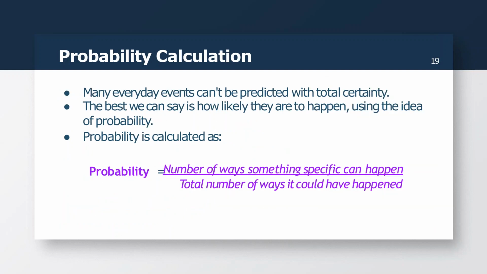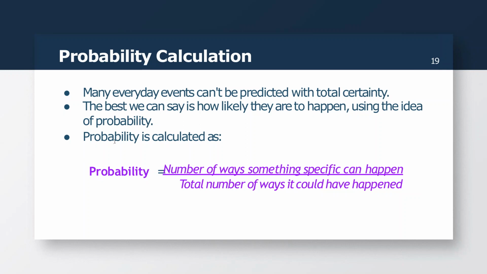So as you know, many everyday events, forget about big things, many everyday events also cannot be predicted with total certainty. So anytime you deal with probability, always take it with a pinch of salt. You'll realize this anyways on your own, but I'm just telling you anyways. The best we can say is how likely they are to happen.